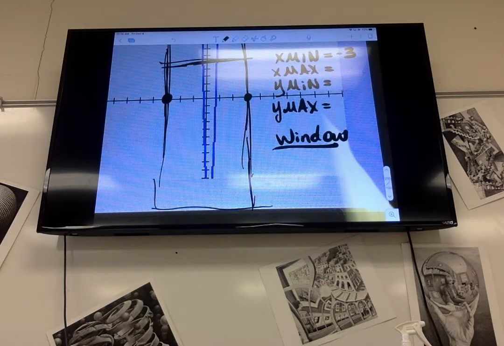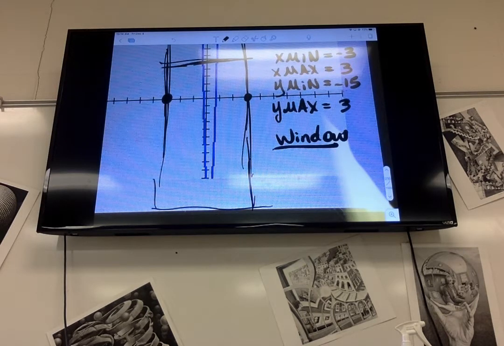Oh, I took out most of it. So you see how you can just adjust it yourself so that you can see it? I couldn't see the bottom of that parabola, so I just went down a little farther so I could actually see it. Or we could have hit zoom out. It would have done the same thing for us.